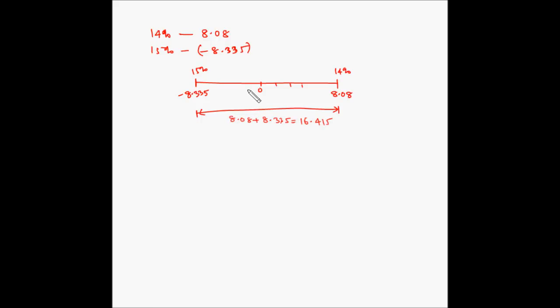Now out of the total 16.415, in order to reach this point of 0, because we want the NPV to be 0, we have to travel 8.335 towards the right hand side. So if the total is 16.415, then to be at 0 we have to move 8.335.